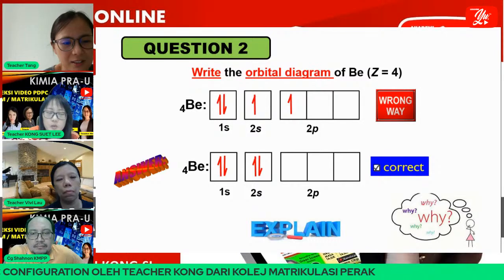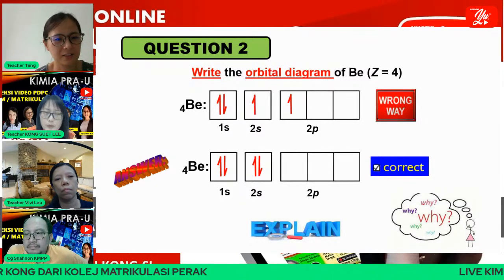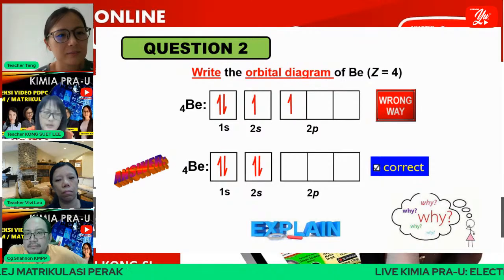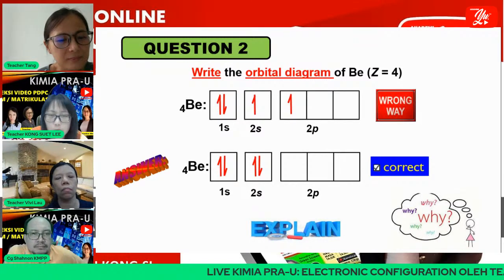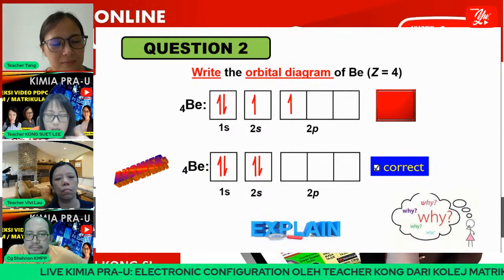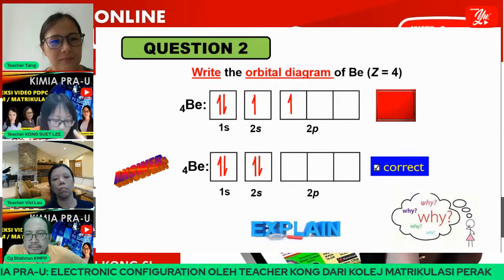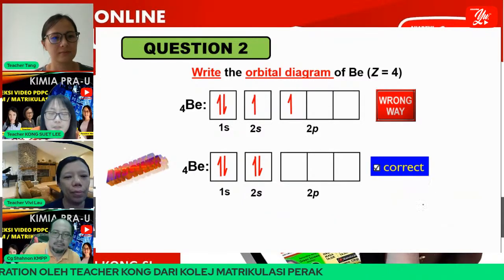So which one is the correct one? If you refer to the definition, must pair up first is which rule? We always have to refer to the 3 rules: Aufbau, and then Pauli exclusion principle, and then Hund's rule. Okay, let's check.